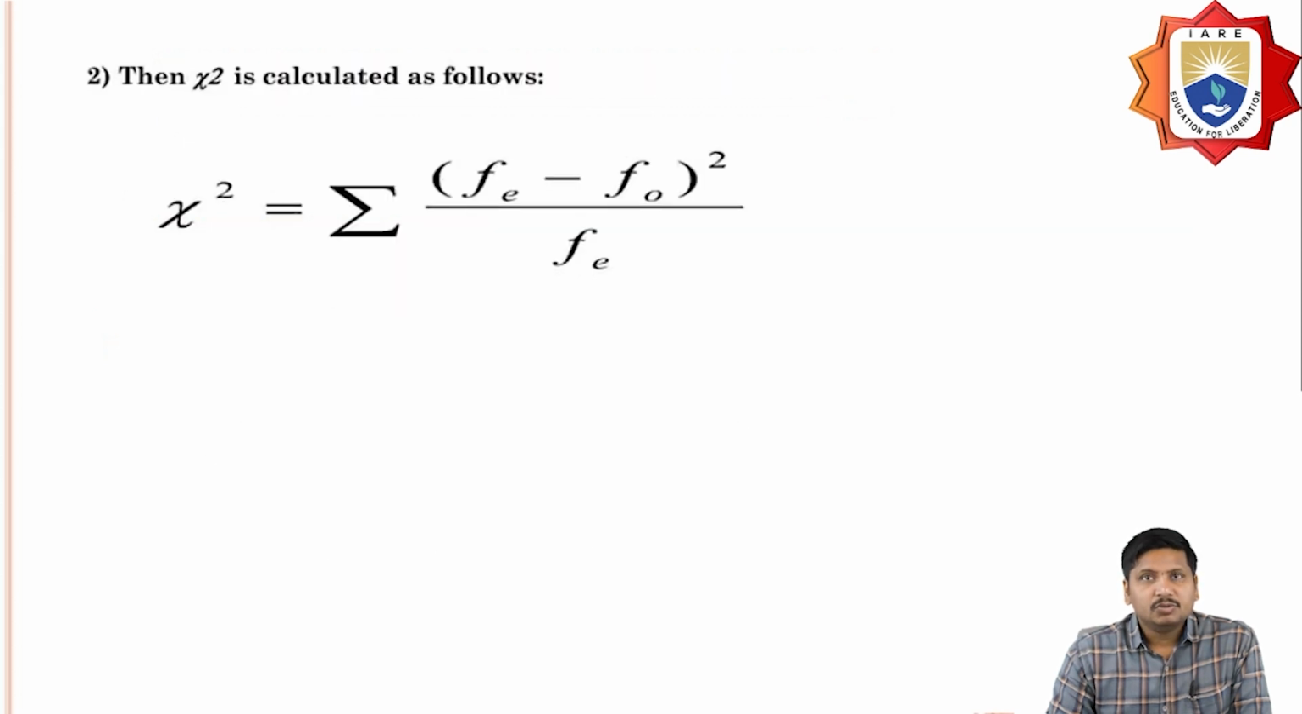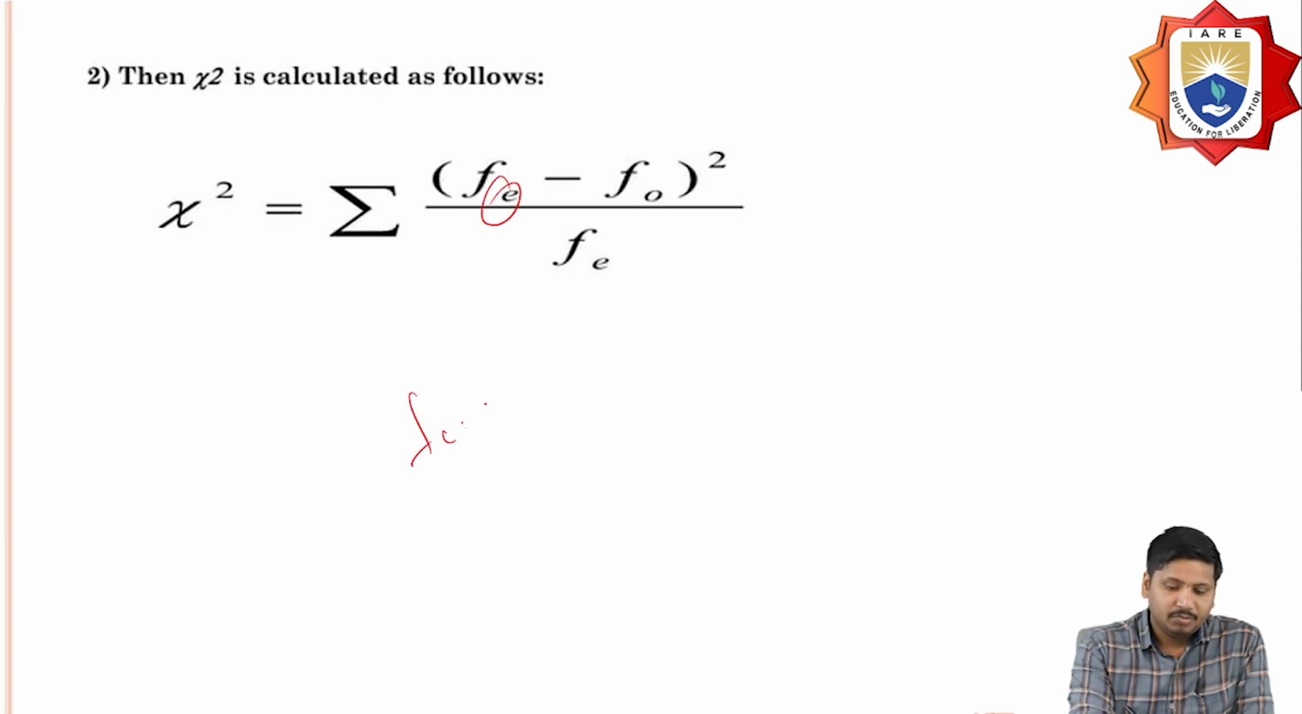So the chi-square test should be calculated as follows: sigma (f of e minus f of o) whole square by f of e, where f of e is the expected frequency and f of o is the observed frequency.